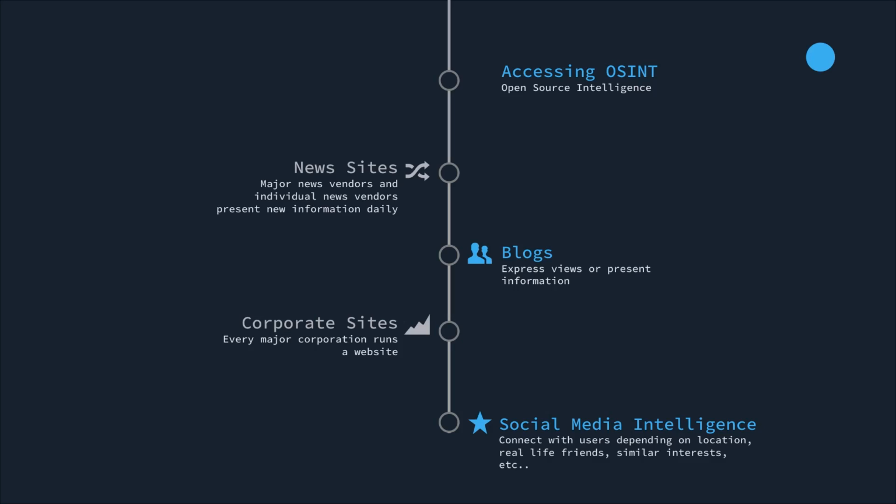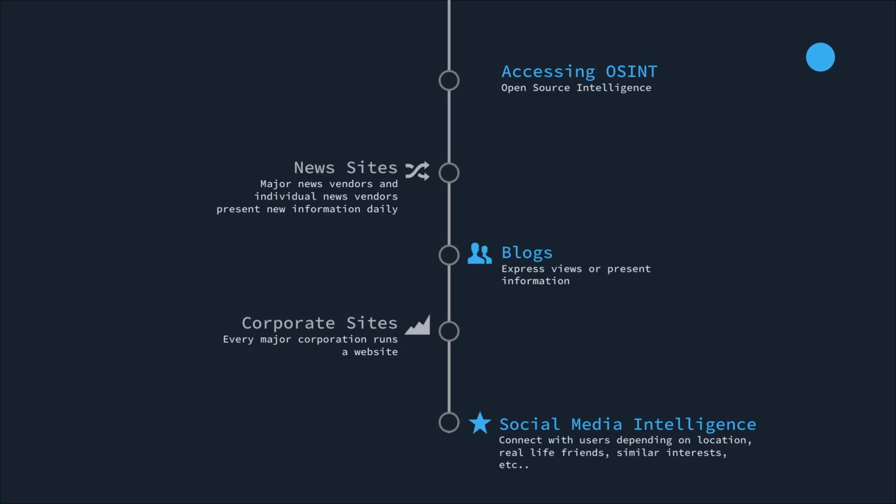Moving on, I want to talk about accessing OSINT, open source intelligence. What information can you gather that's already been gathered by other people, that you can simply copy and save so you can view it later? News sites, right?